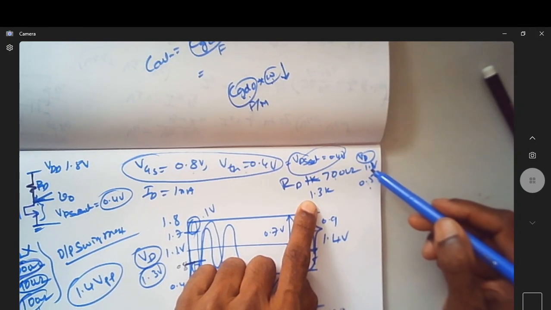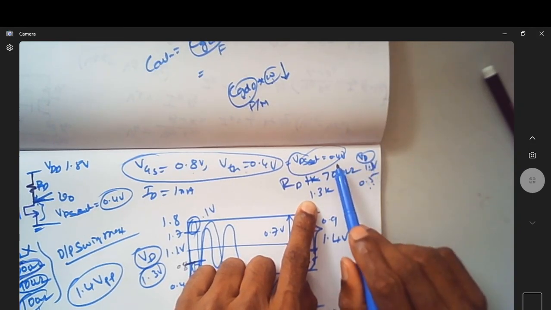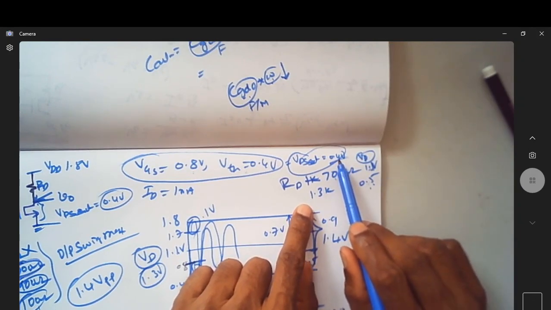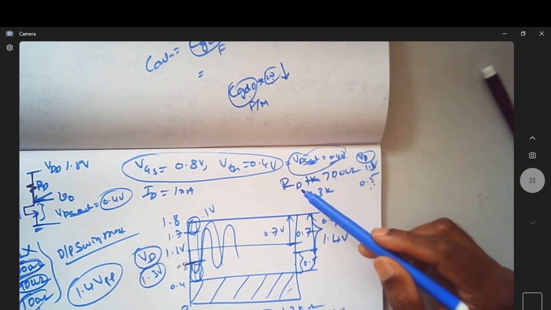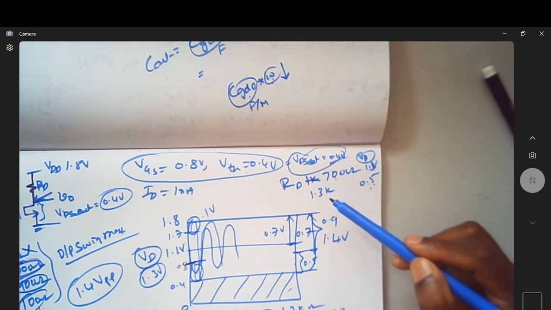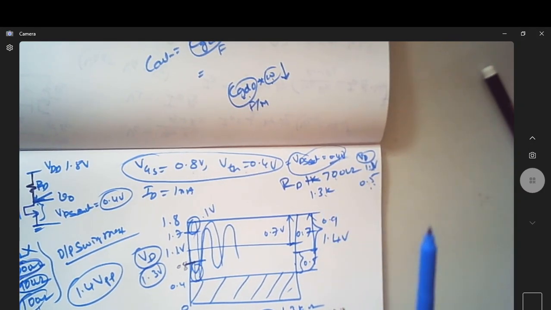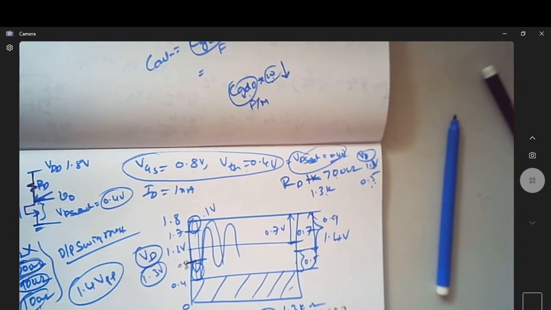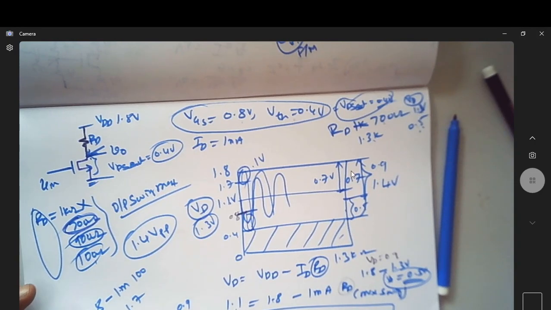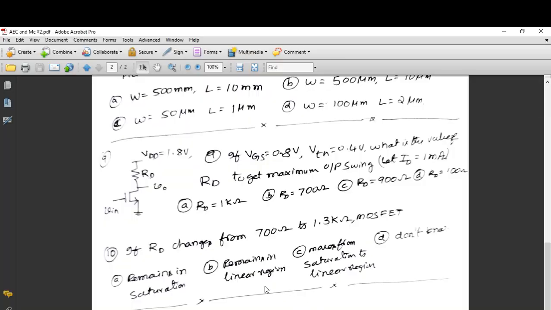If you compare 1.1 and 0.5, is it always more than 0.4? Since it is always more than 0.4, whether the value of RD is 700 ohm or 1.3 kilo ohm, the MOSFET is in saturation region, because the MOSFET will not go to linear region since VDS is certainly more than VDS sat. So the answer for this question is, if RD changes from 700 ohm to 1.3 kilo ohm, the MOSFET remains in saturation region. So that's the answer. Hope it's clear. Thank you.